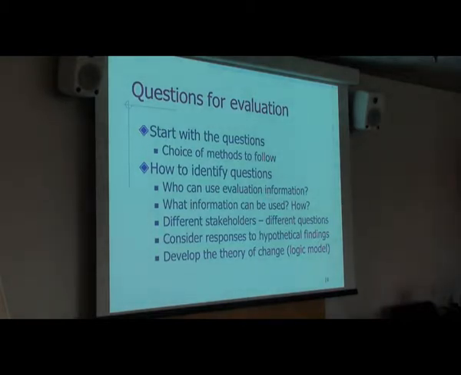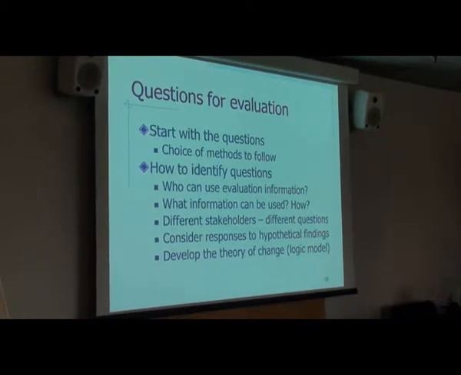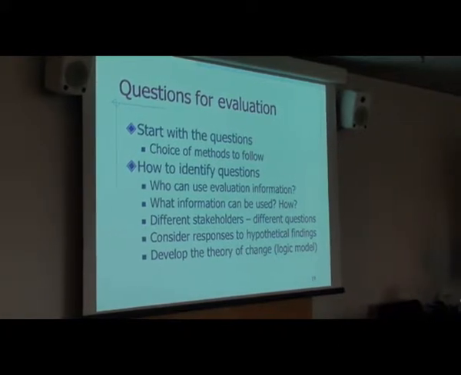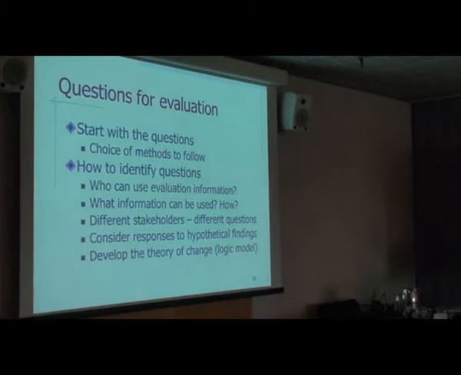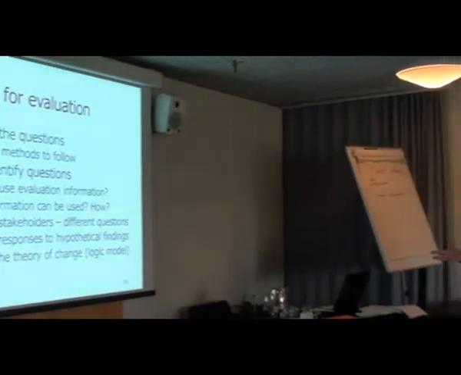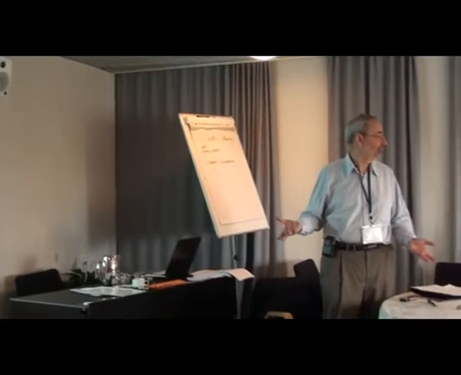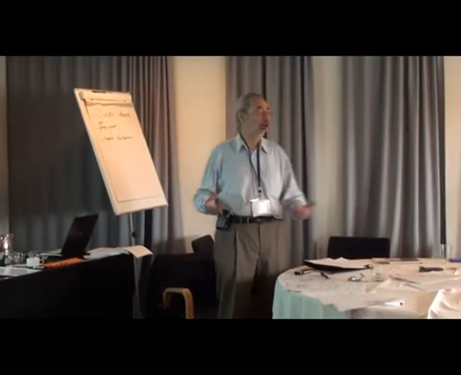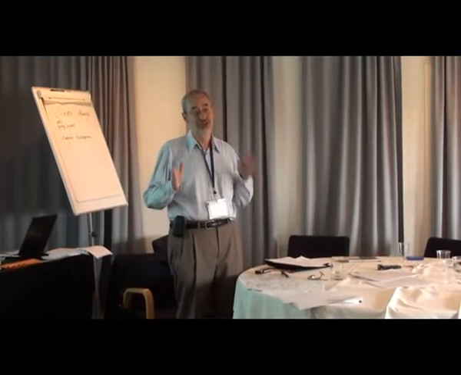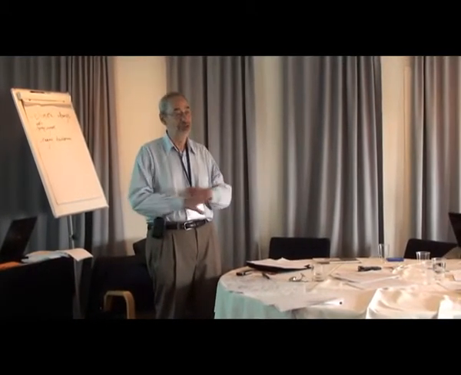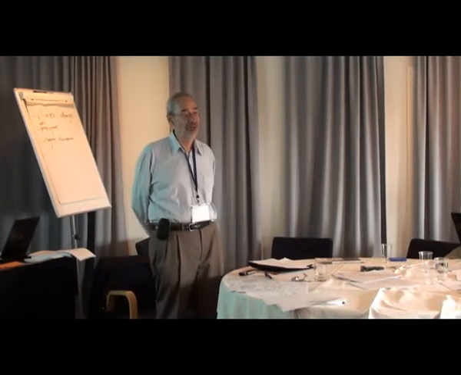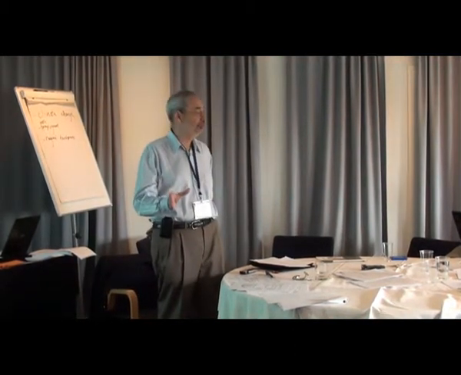Now, how to identify questions? I'll give you a few ideas, and then we'll have some exercise we can play around with. First think, who are the users of evaluation? Who can use the information? And what kind of information would be useful for them? How can they use this? Different stakeholders are going to be interested in different kinds of information and different kinds of questions. The reality is you can't always address all possible questions in one evaluation. If you're trying to do everything, you may spread yourself so thin that you provide nothing. So at some point you have to set priorities for the evaluation.